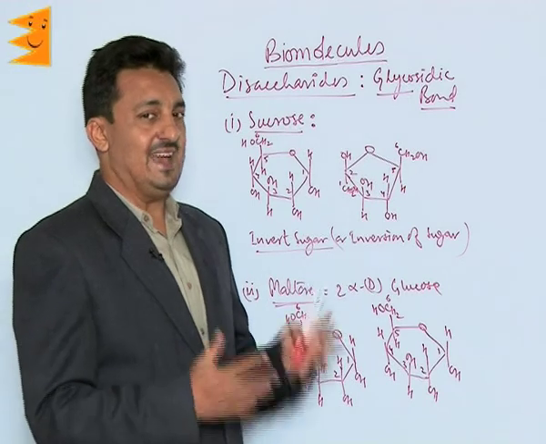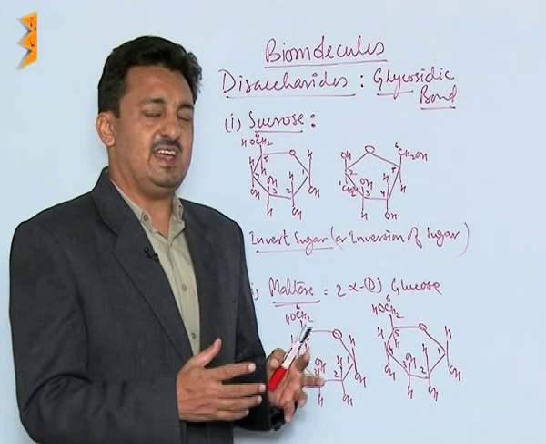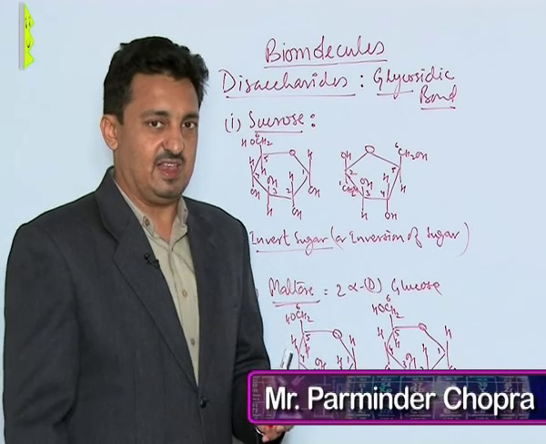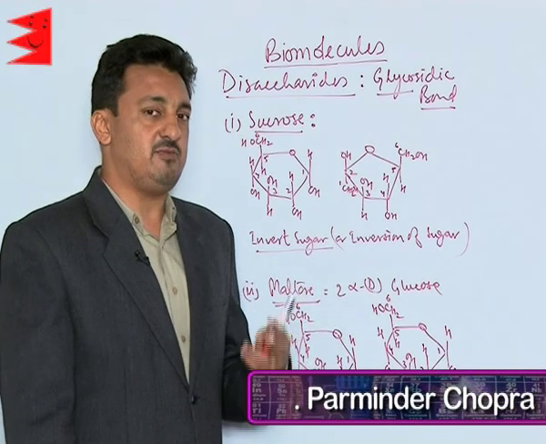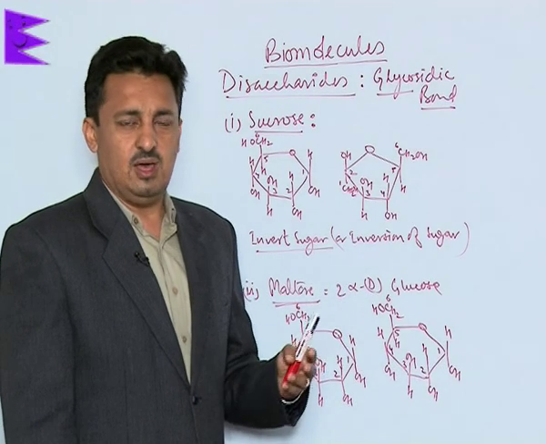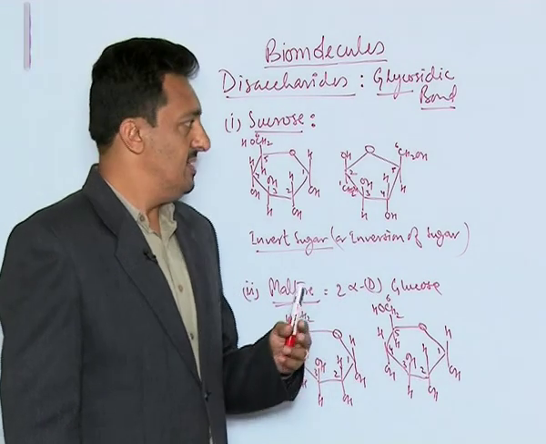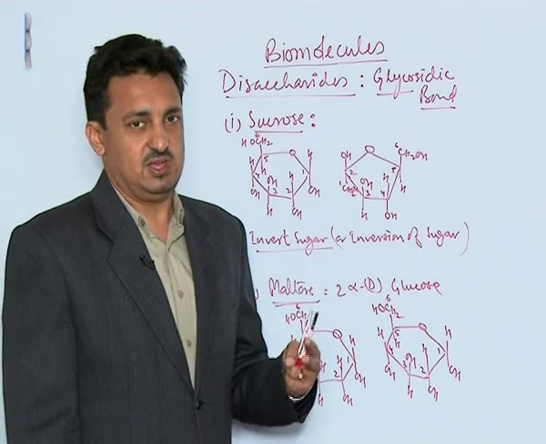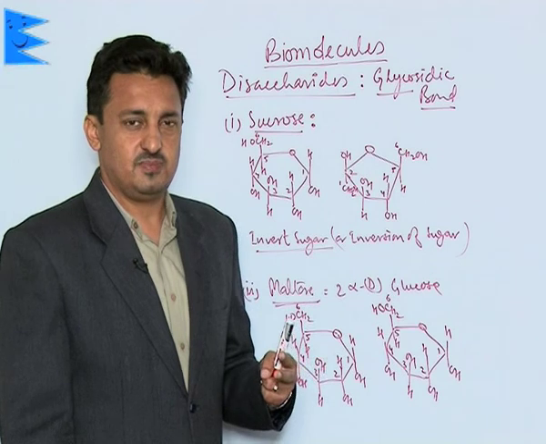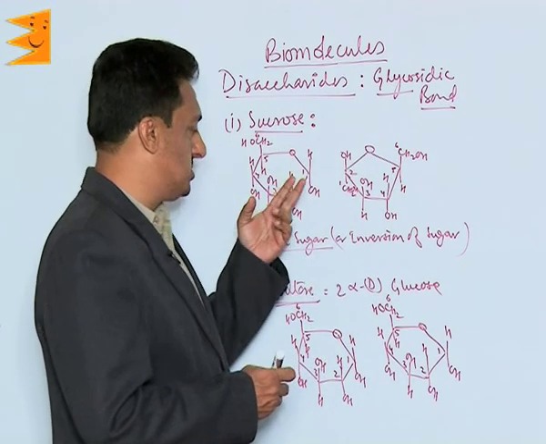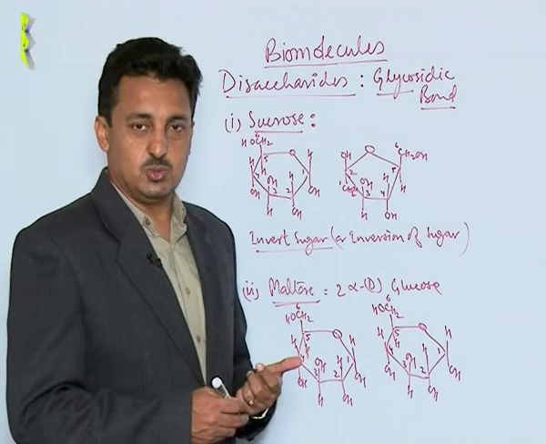Now let us see the disaccharides. Disaccharides are basically categorized as one of the categories of oligosaccharides, and these are the carbohydrates which on hydrolysis, either by using an acidic medium or by simple hydrolysis, or by enzymatic activities, give 2 units of monosaccharides. The commonly seen disaccharides we have are sucrose, maltose and lactose.